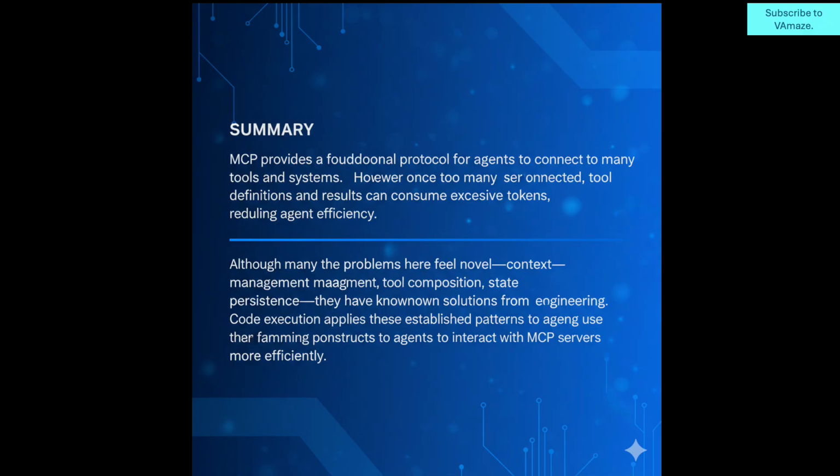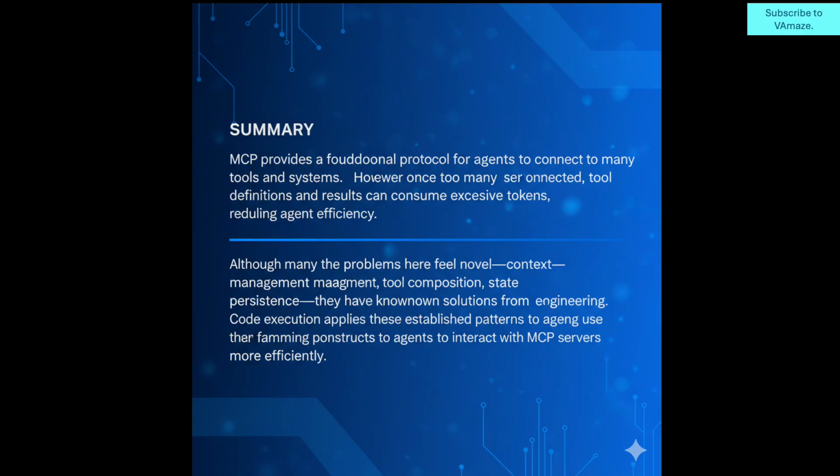The solution is elegantly simple. Present MCP servers as code APIs and let agents write code to interact with them. This approach leverages what AI models do best, generating code to solve efficiency problems in agent architectures. The benefits are substantial and multifaceted. Progressive disclosure means loading only needed tools. Context efficiency means processing data outside the context window. Better control flow means using established programming patterns. Privacy preservation means keeping sensitive data out of model contexts. And state persistence means building up capabilities over time through skills.